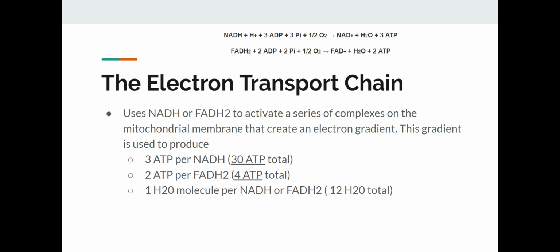The electron transport chain uses NADH or FADH2 to activate a series of complexes on the mitochondrial membrane that create an electron gradient. This gradient is used to produce 3 ATP per NADH for a total of 30 ATP, 2 ATP per FADH2 for a total of 4 ATP, and 1 H2O molecule per NADH or FADH2 for a total of 12 H2O molecules.